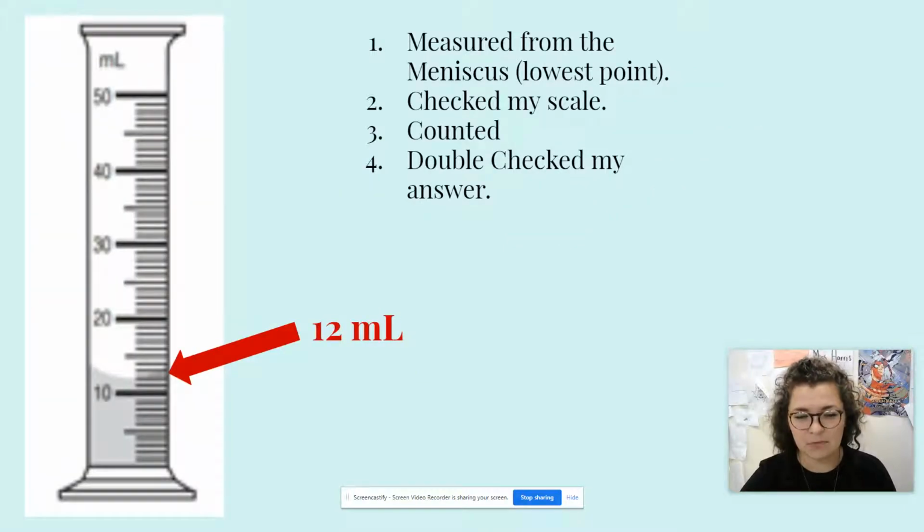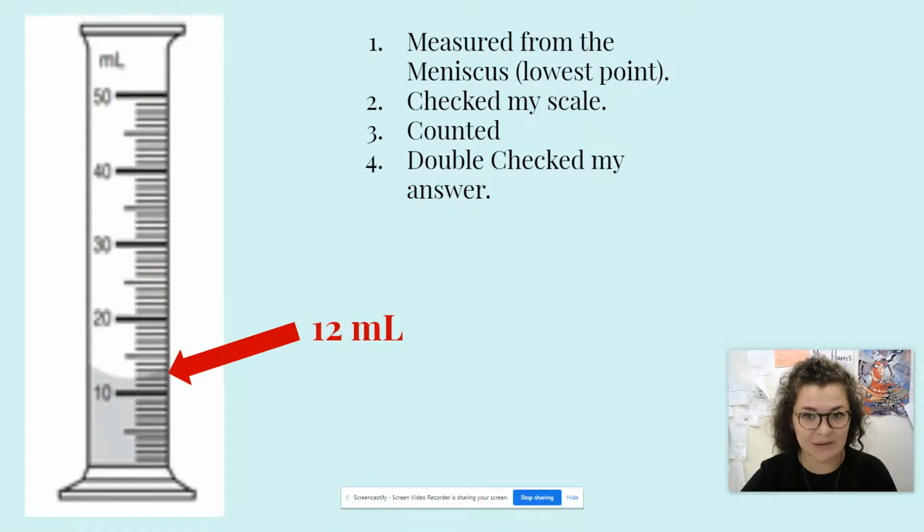Next, this one's a little blurry, but we got it. So again, I'm going to measure from the meniscus over. I'm going to check my scale, and it is by 1s. I'm going to count, so 10, 11, 12 is the meniscus. I'm going to double check my answer, so 10, 11, 12. So it is 12 milliliters. You have to put the unit as well on there, okay?